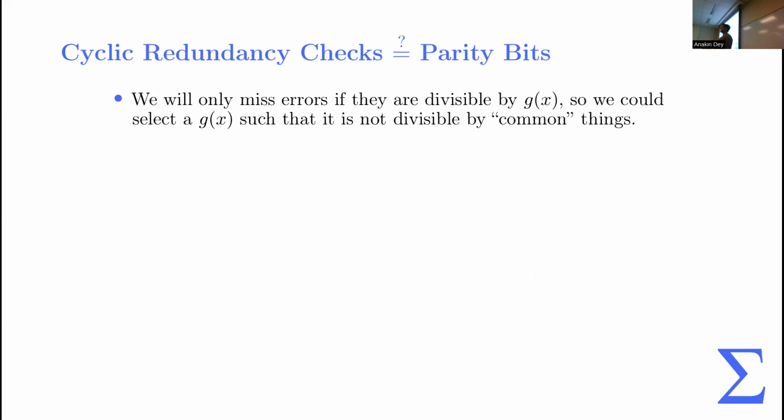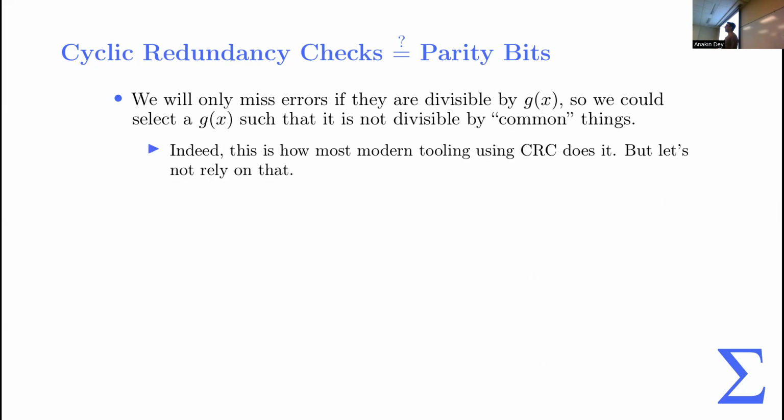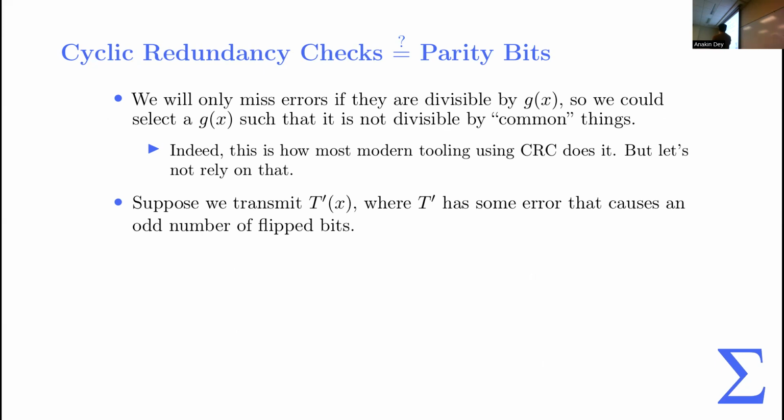So we could select the G of X that's not divisible by a lot of things, like common types of errors you might see, and this is what most hardware actually does. But that's not fun. Let's not do that. We're not cryptographers. We're going to leave the number selection up to them.